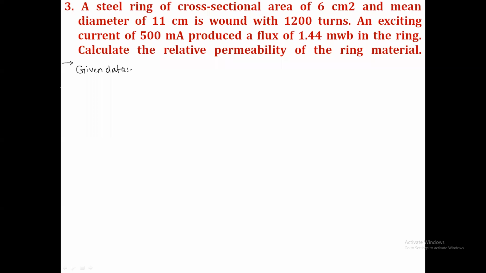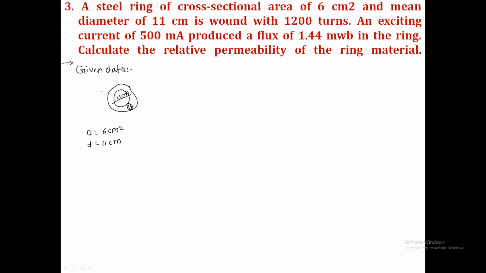Now please check it here. What is that numerical? A steel ring of cross-sectional area. Now here in place of the iron ring, the steel ring is there. Suppose I consider that this is one ring. Its area of cross-section is given, so here I can write A is equal to 6 centimeter square. And the mean diameter is given, it's 11 centimeter. So here I can write D is equal to 11 centimeter.